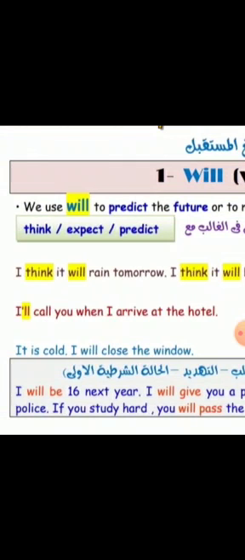This is the quick decision. I take the step quickly. Examples: it's hot, I will open the window.